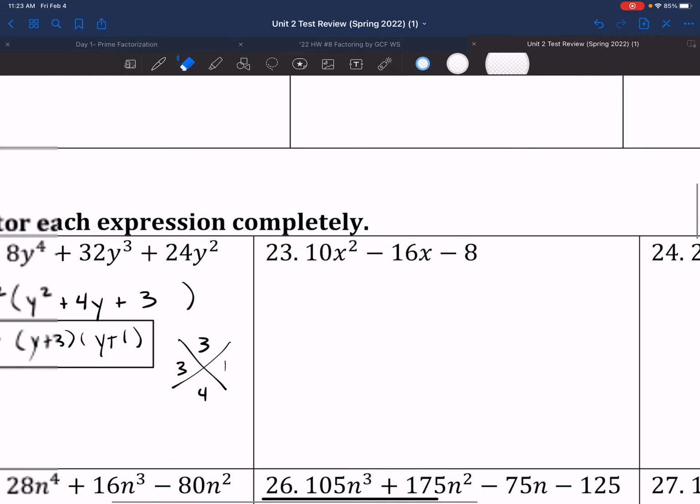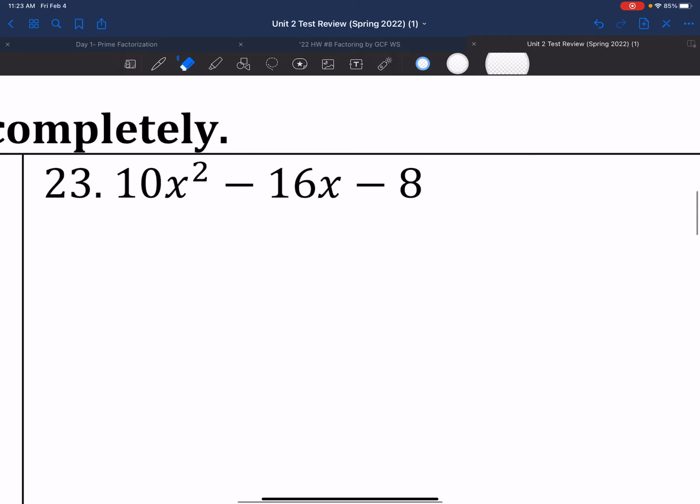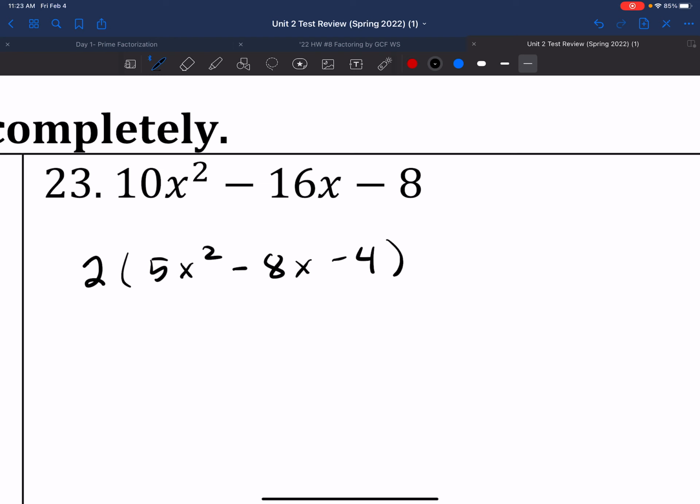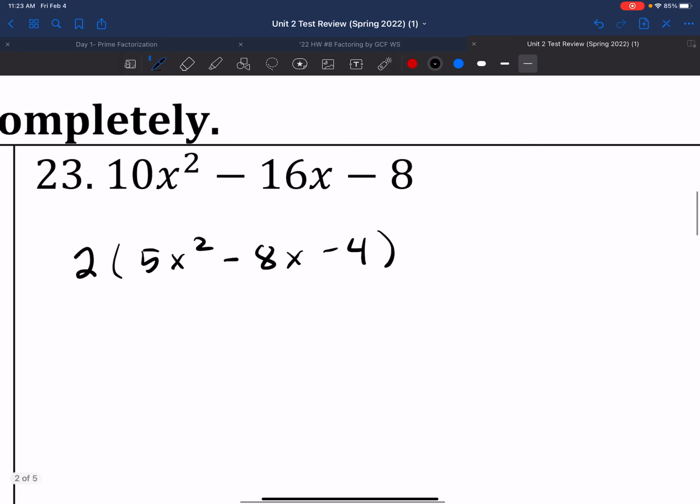One thing I always want to do is always find if there's a GCF. If I see 3 terms in the form ax squared plus bx plus c, check if there's a GCF. So I think 2 is appropriate, right? And I put a 2 here, so I'm left with 5x squared minus 8x minus 4. And it's not going to give me that a equals 1 here, because a is actually greater than 1. It's 5. So we need to do the split method.